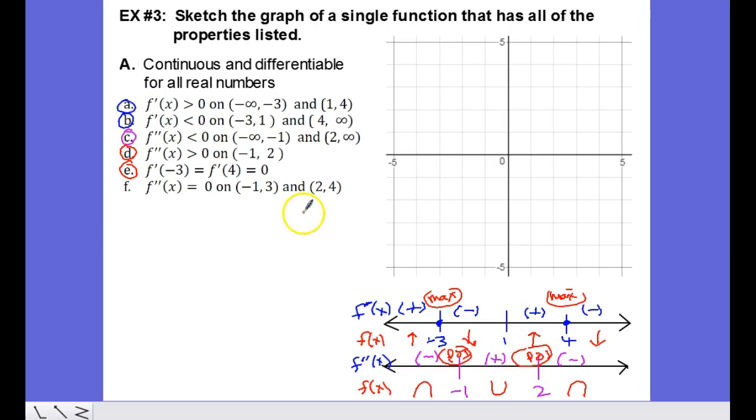You didn't even have to tell me that, because I can see that the concavity is changing from concave down to concave up. So of course -1 is a point of inflection. Here we're going from concave up to concave down. So anytime that concavity changes, it means that point in between is going to be a point of inflection.